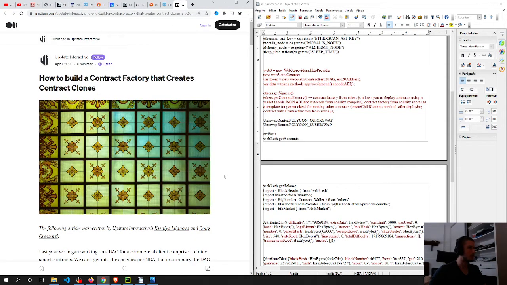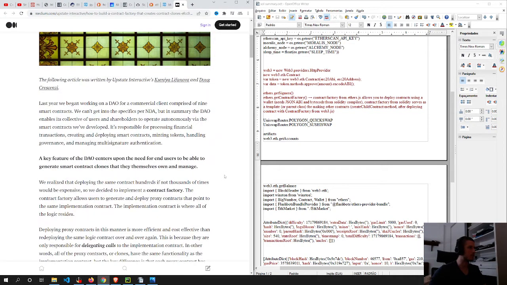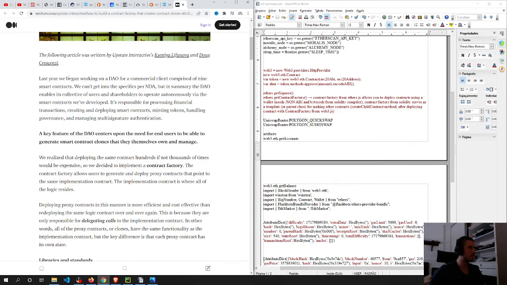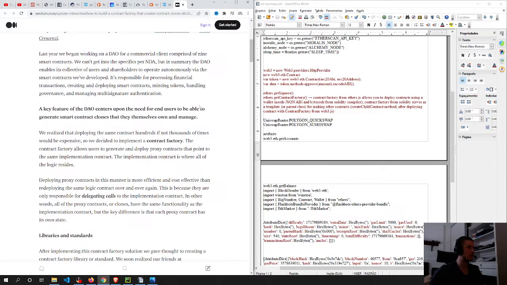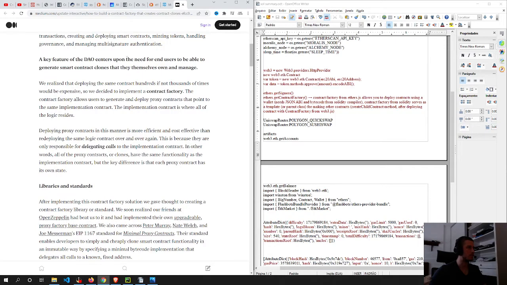How to be the contract factory that creates contract clones. The following article was written by Upstate Interactive. Last year we began working on a DAO for a commercial client comprised of 9 smart contracts. We can't get into the specifics per NDA, but in summary, the DAO enables its collective of users and shareholders.